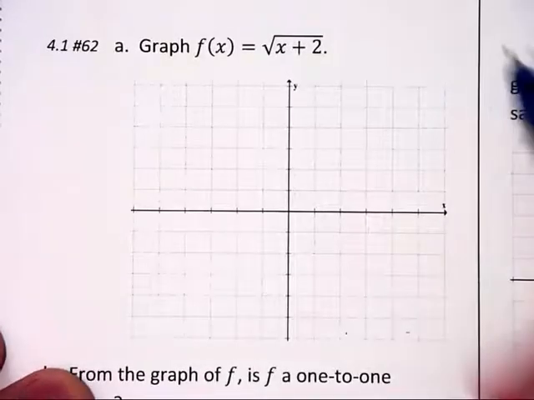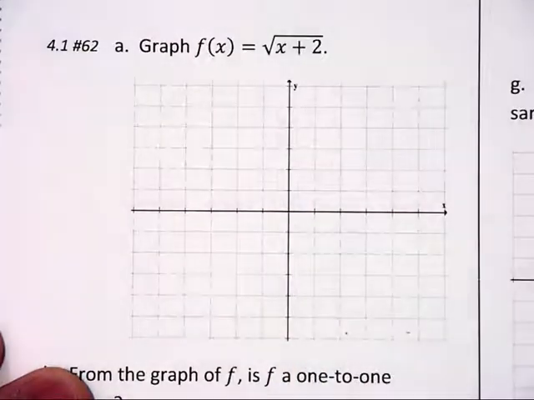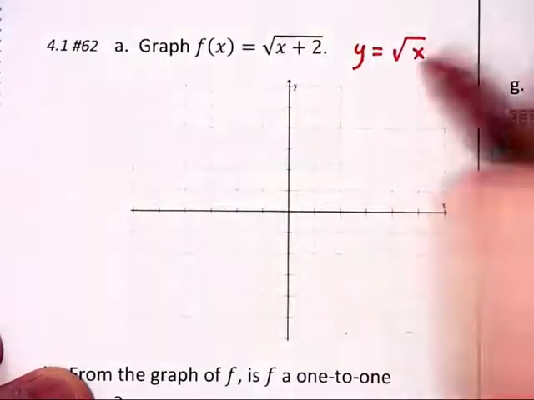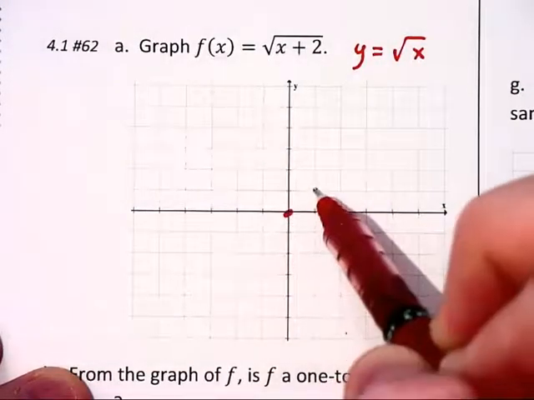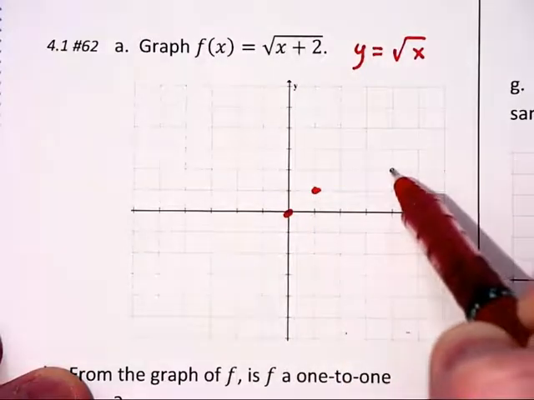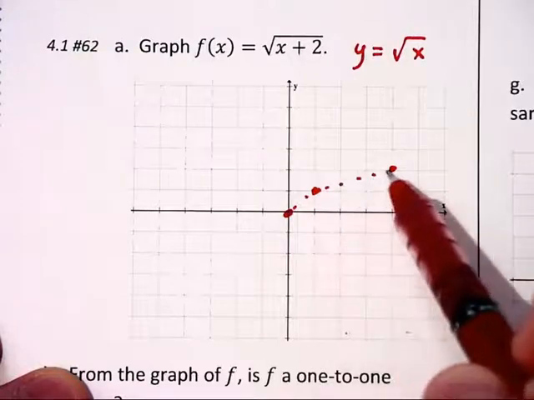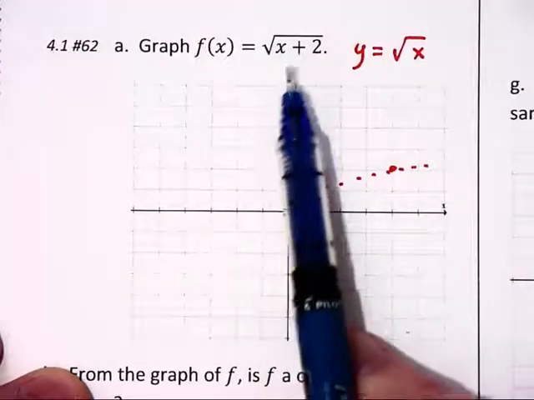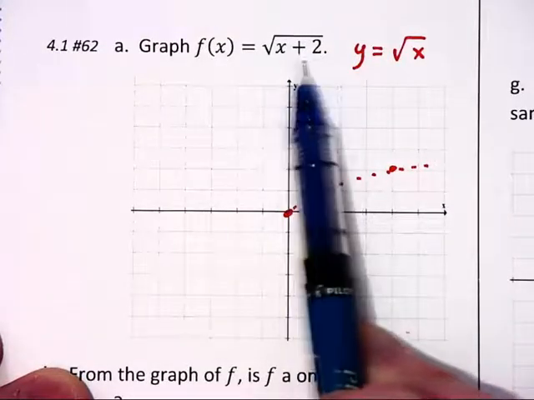Let's graph, as it asks us to do so, the square root of x plus 2. Now you should already know what y equals the square root of x looks like. It has its node at the origin, it goes through (1, 1), and it goes through (4, 2), because the square root of 4 is 2.